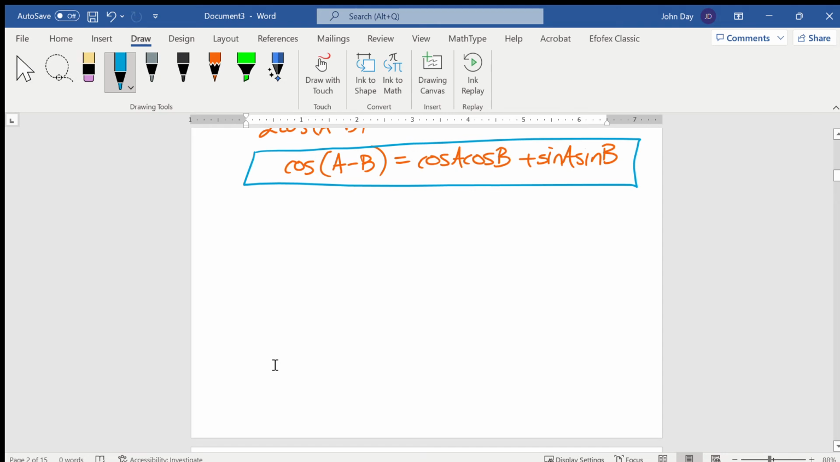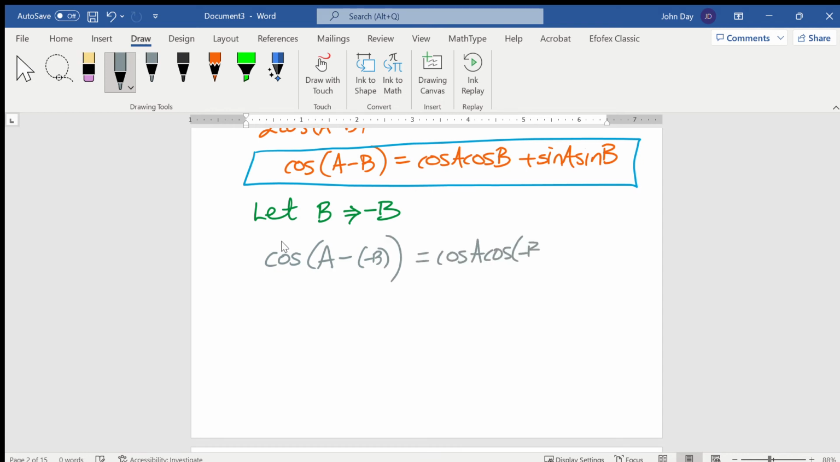So let's let B in this one above equal to minus B. All right, we're going to replace B with minus B. So now it says cos of A minus. Now instead of B in that first set of brackets, I'm writing minus B. That means over here, instead of B, I write minus B.